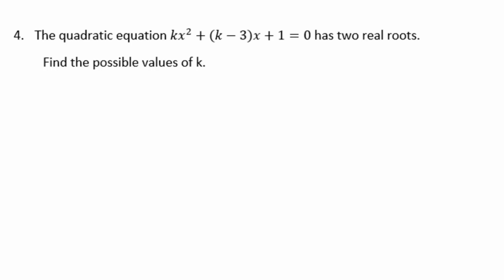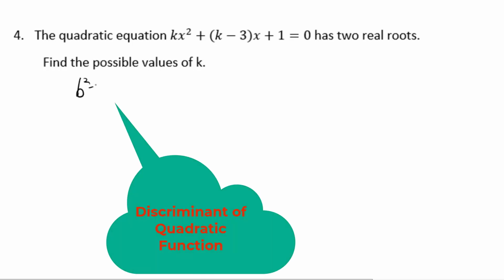Let's go to number 4. The quadratic equation kx squared plus (k minus 3)x plus 1 equals 0 has 2 real roots. Find the possible value of k. b squared minus 4ac greater than 0. The quadratic function has 2 real roots.